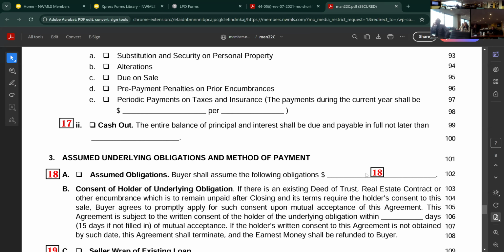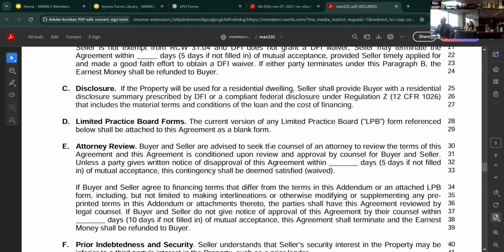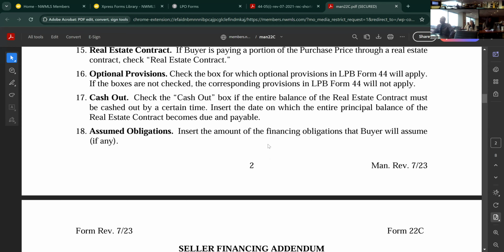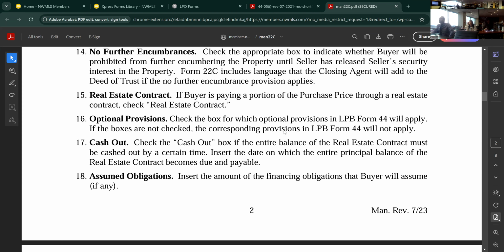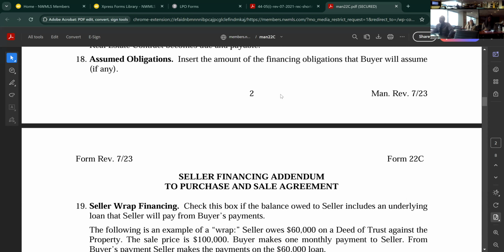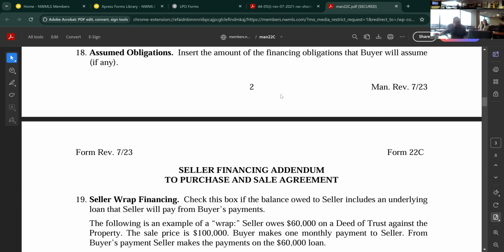All right, so you would check the box, assumed obligations, buyer shall assume the following obligations. So what are the obligations? What are they actually going to assume? Back up to 18. Insert the amount of financing obligations that buyer will assume, if any. Well, of course, it's going to be something. So what are they assuming? What would the buyer be assuming from the seller?